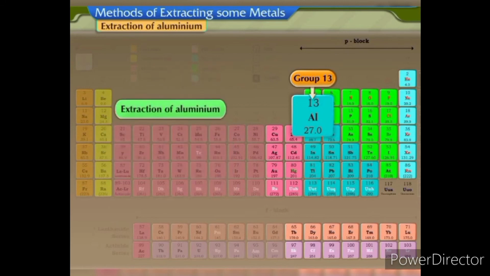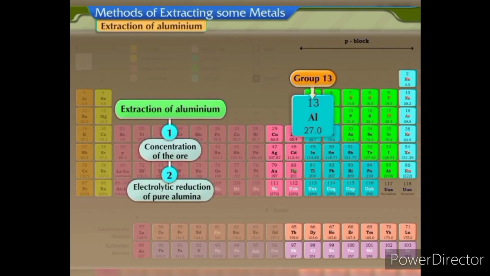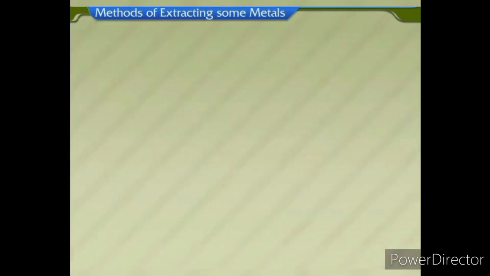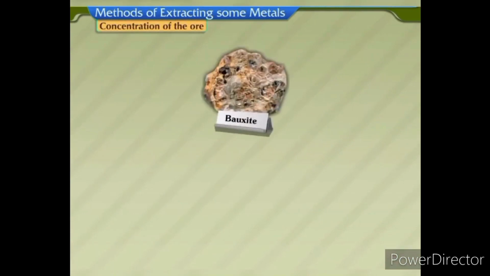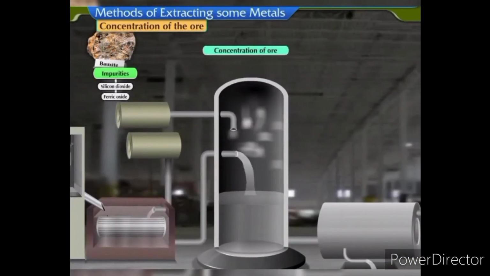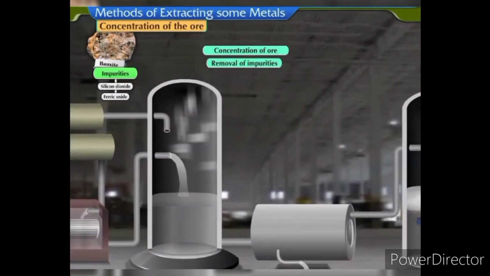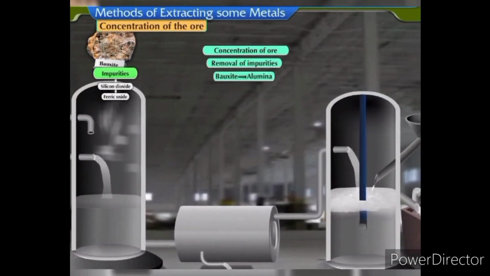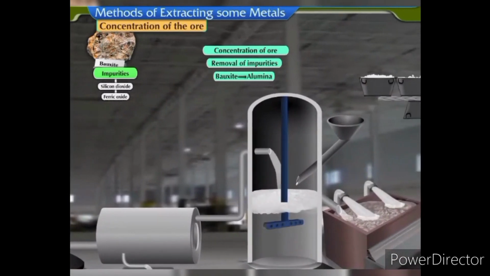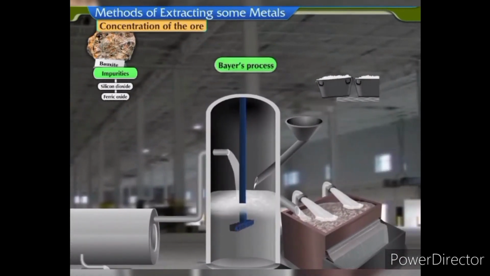The extraction of aluminium involves 2 steps. The first step is the concentration of the ore and the second step is the electrolytic reduction of pure alumina. Concentration of the ore. We know that crude bauxite ore contains the impurities silicon dioxide and ferric oxide. The concentration of the ore involves the removal of these impurities and conversion of bauxite to pure aluminium oxide or alumina. This process is called Bayer's process.